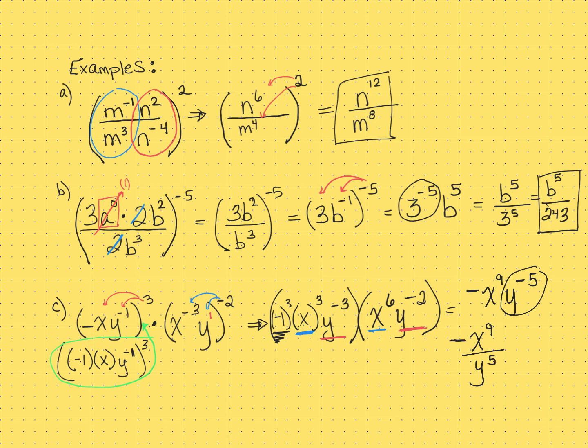So just a quick caution here. We don't move the x to the 9th down because it's negative. The only time we move something is when it's a negative exponent. So only negative exponent expressions are going to move, not negative numbers.